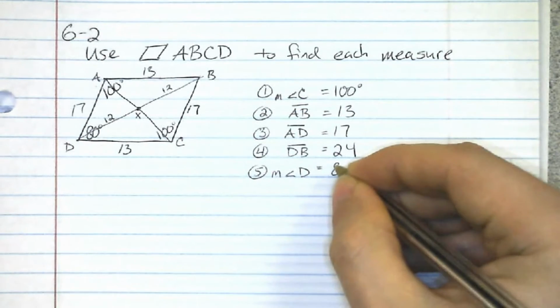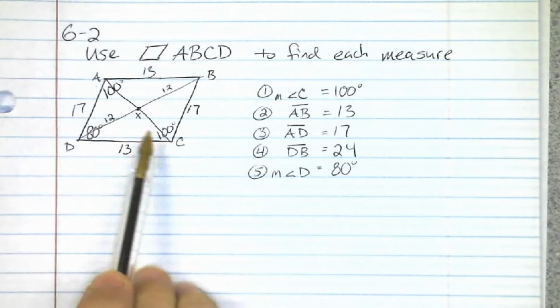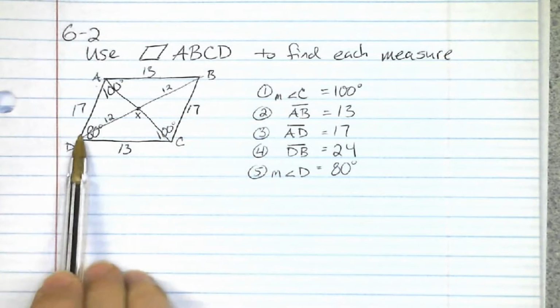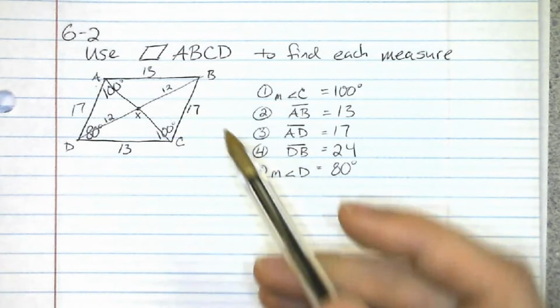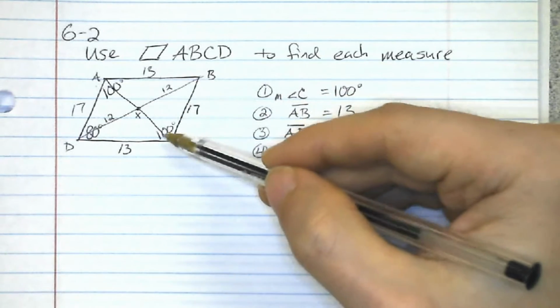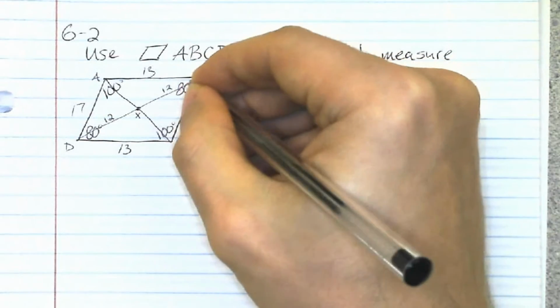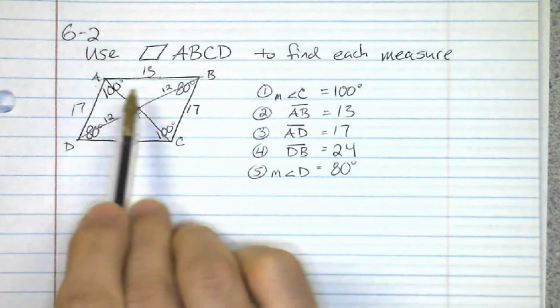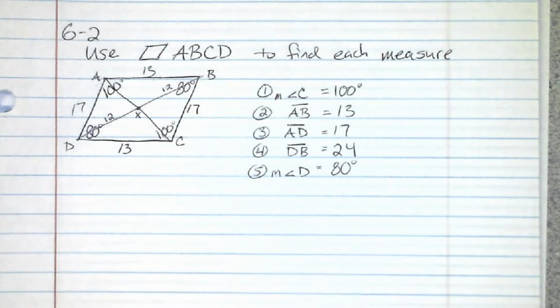And if we wanted to continue with that, these have to be supplementary as well. 80 plus 100, that checks. These have to be supplementary, so if this is 100, that makes this 80. And these have to be supplementary, and 180 adds up to 180, so it checks. If you know that, you should be in pretty good shape for Chapter 6, Section 2.